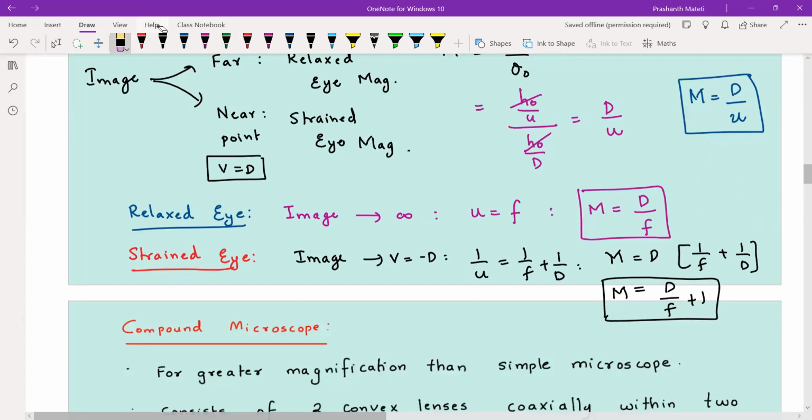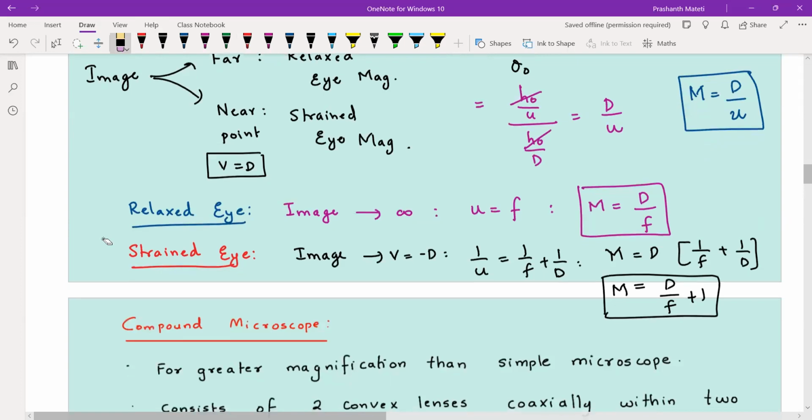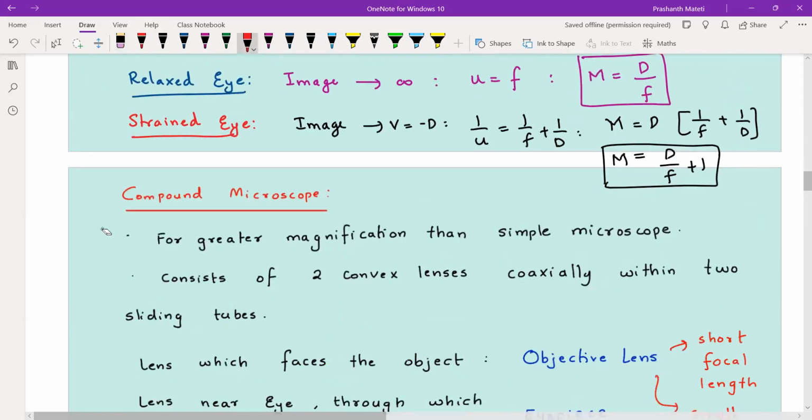No, sir. 5 times, 6 times is not sufficient. You want more magnification. For greater magnification, a simple microscope is not sufficient. That's why we are taking two convex lenses. Both will magnify, and when both magnify, the magnification will become greater.